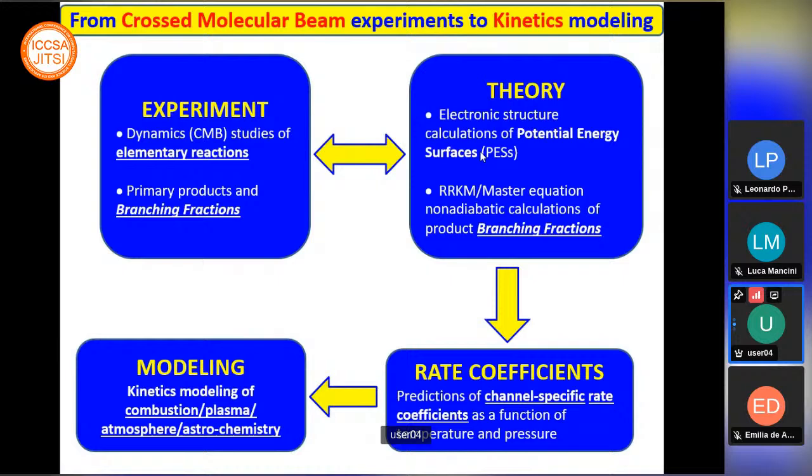Then, through ab initio calculations, we study the potential energy surfaces of the systems under investigation, and through statistical RRKM master equation calculations, we get information on the branching fractions, so we can also compare experiment with theory. Then we can perform kinetic calculations, computing the rate coefficient as a function of temperature and pressure, so we can use all this information for the kinetic modeling of different systems important in combustion, plasma, atmosphere, or astrochemistry.